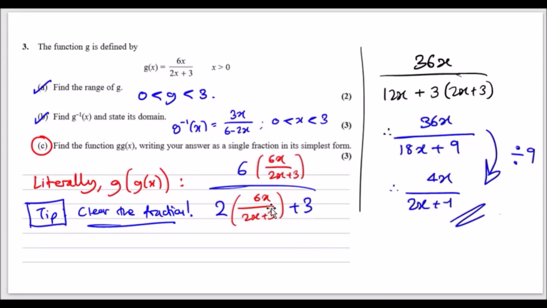If you times this bottom half by 2x plus 3, that cancels out, and you times this by 2x plus 3, you get an equation that looks a bit like this. 2 times 6x is 12x, 3 times 2x plus 3 is over here. And that's it, guys. Now you just tidy up. So expanding this and then collecting with the 12x, you should get 18x plus 9. And realizing that we can simplify this further by dividing by 9, we finally get our result of 4x over 2x plus 1. Whew, not bad so far.